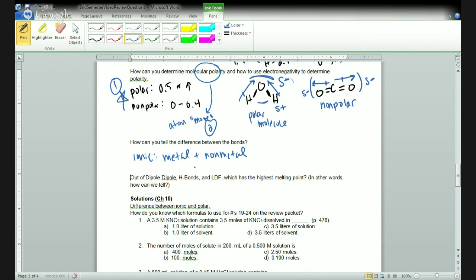As we learned in the redox chapter, the metal is going to lose electrons to the nonmetal, so these are transferring electrons. You end up with a positive ion and a negative ion, and that's what attracts each other in the bond. It's the attraction between the positive and negative.